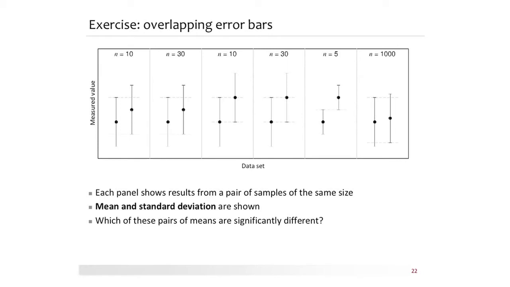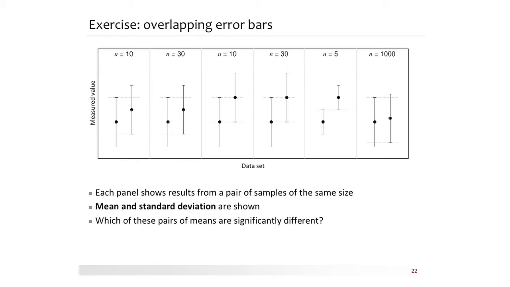How do you perceive overlapping error bars? So I made it more difficult. What you see here is six pairs of data. There are samples, and for each I calculated the mean and a standard deviation. This is standard deviation, which makes comparison more difficult, and you will understand why you should not use it, really.